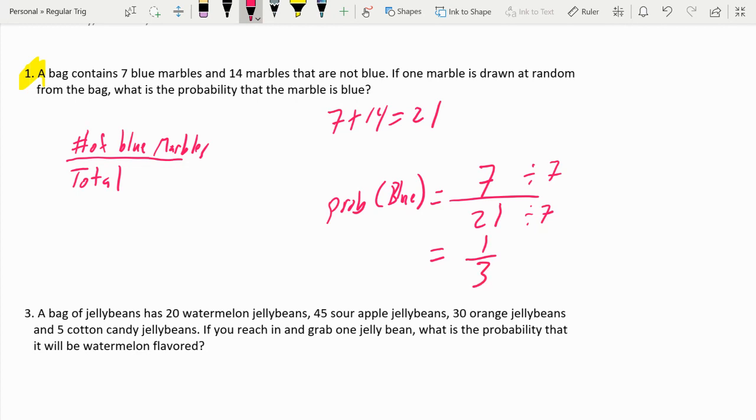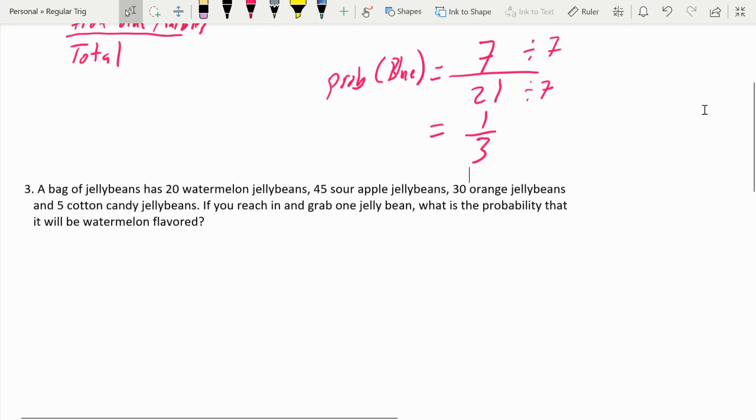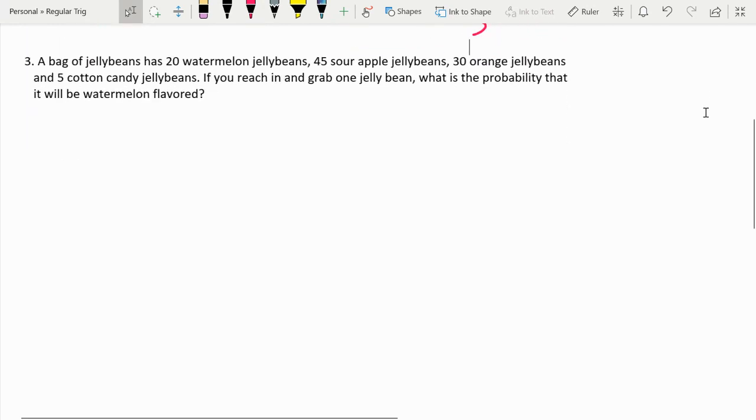So what's the probability? We always have to reduce. I don't care what type of fraction problem you're doing. You come across a fraction, make sure it's reduced. So what's the probability that you pull out a blue marble? 1 out of 3. There's the probability.